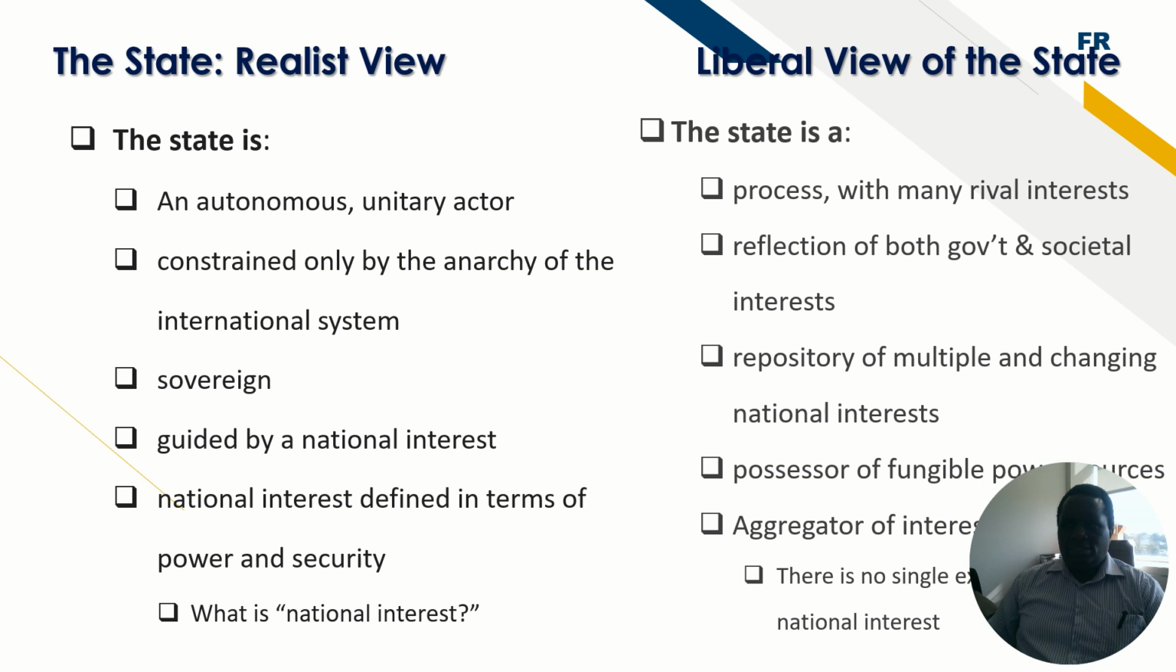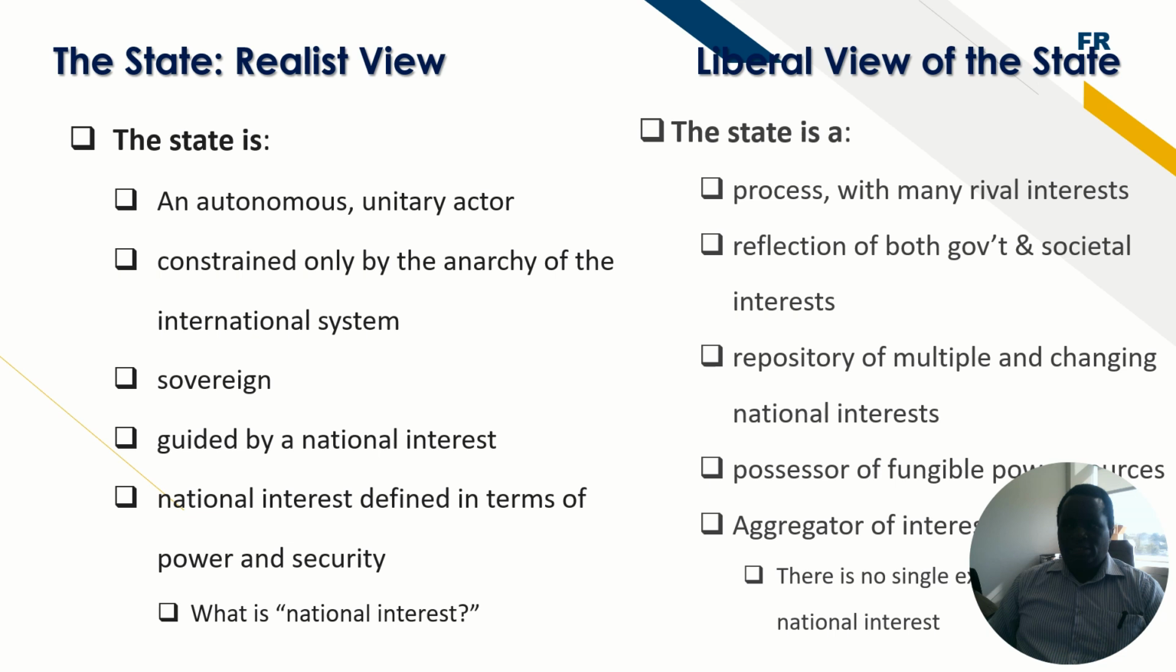So from the realist perspective, the state is a unitary autonomous actor that has to operate within the constraints of the international system, or the anarchy of the international system. The state is a sovereign. Its primary guiding light is the national interest, which is conceived in terms of power and security.